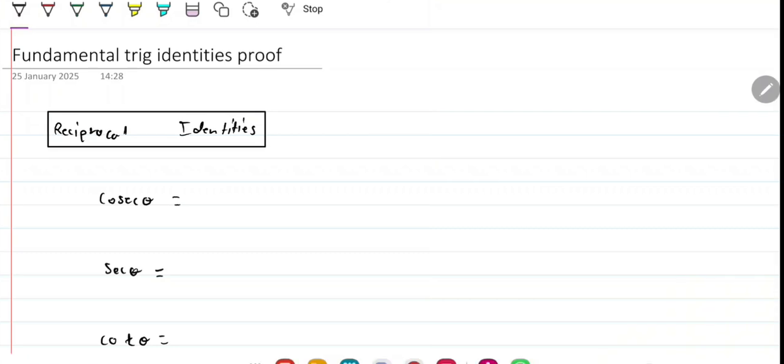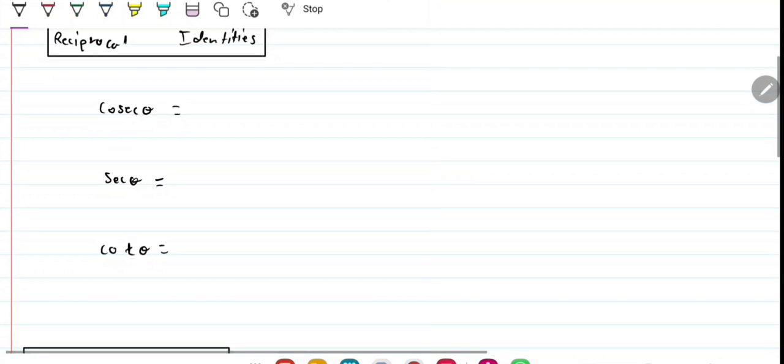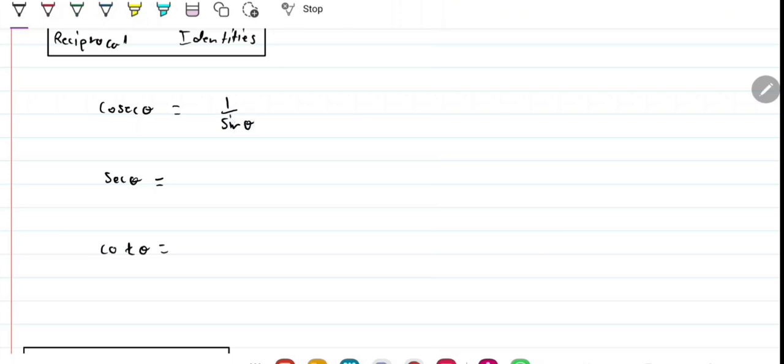So starting things off with the reciprocal identities, well, there isn't really that much proof to this. You just have to remember that cosec theta is equal to 1 over sine theta, and sec theta is 1 over cos theta, and cot is 1 over tan theta, right?